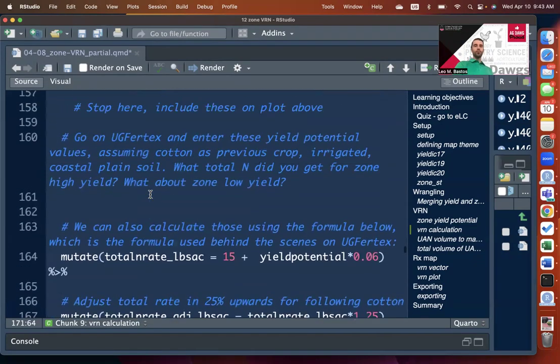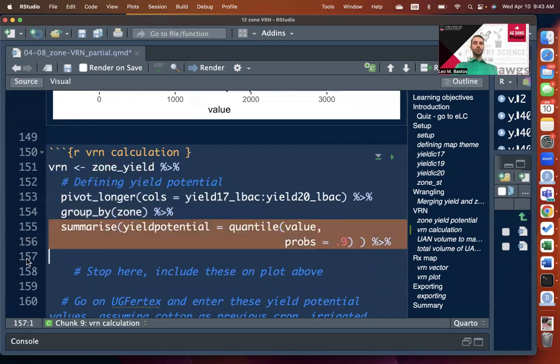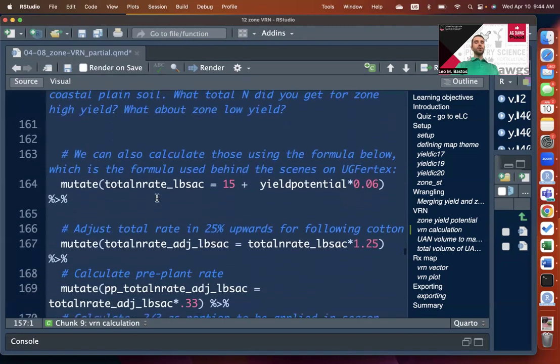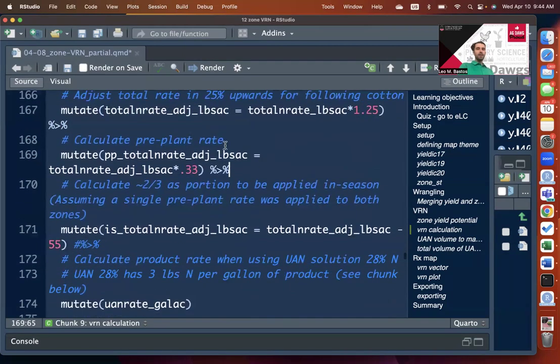Quickly recapping, on this chunk, we started with the object that had all the data for the field for yield in 3 years. We pivoted that longer, we grouped by zone and extracted the 90th quantile per zone as the yield potential. We used that in this equation here to get a total nitrogen rate for each one of the zones. Then we adjusted that zone 25% upwards because we're assuming it's cotton after cotton. Then we calculated the pre-plant application.